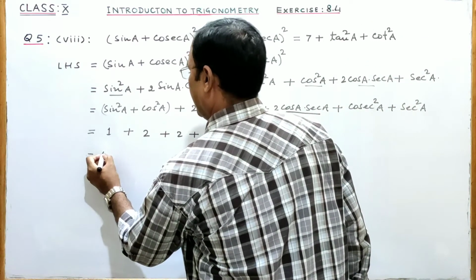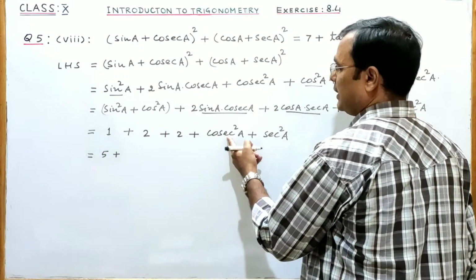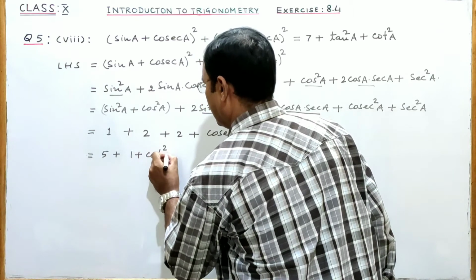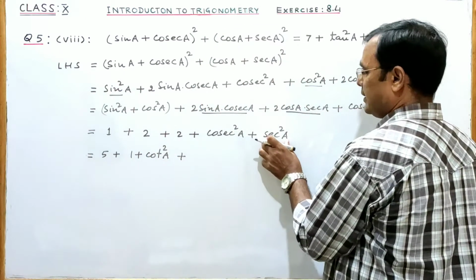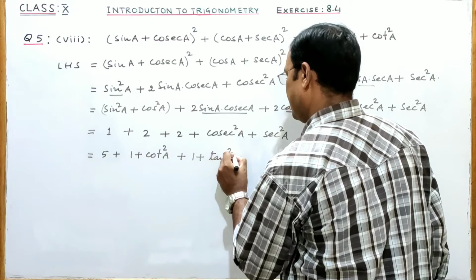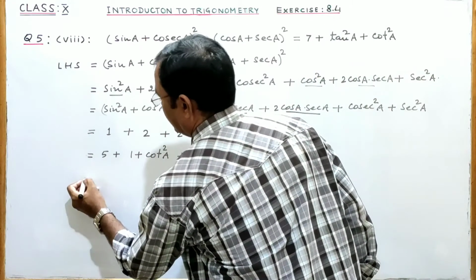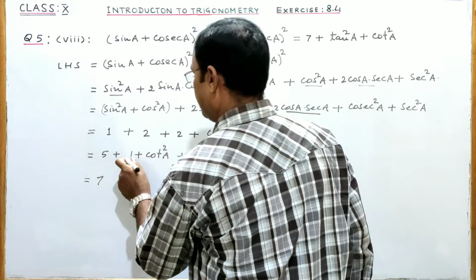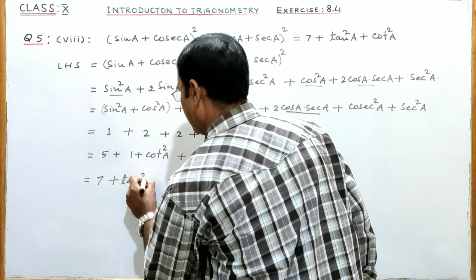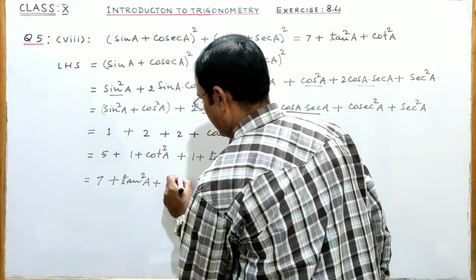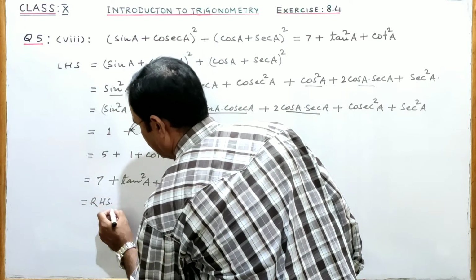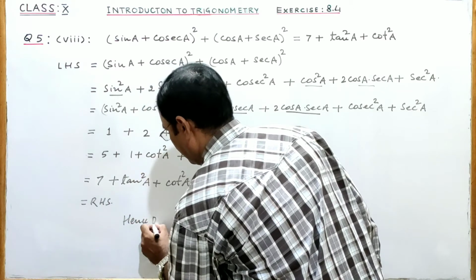This is equal to 5 plus cosec square A, we can write 1 plus cot square A, plus this sec square A, we can write 1 plus tan square A. So this is equal to 5 plus 1, 6 plus 1, 7 plus tan square A plus cot square A, and this is right hand side. So hence proved.